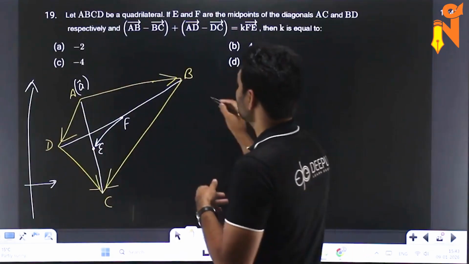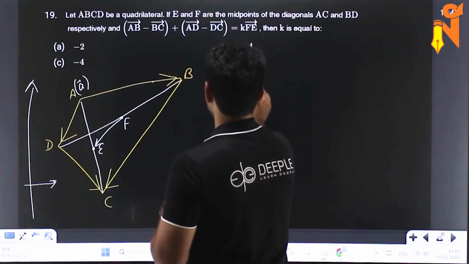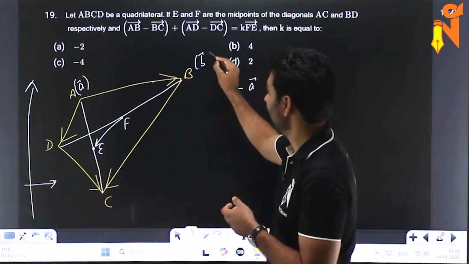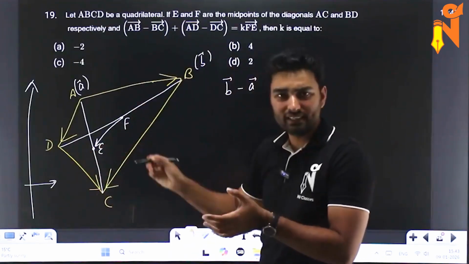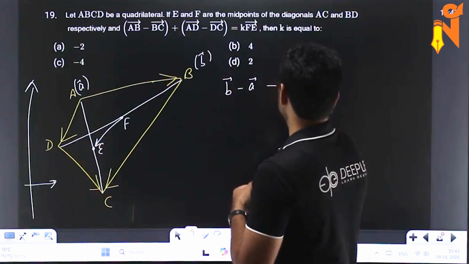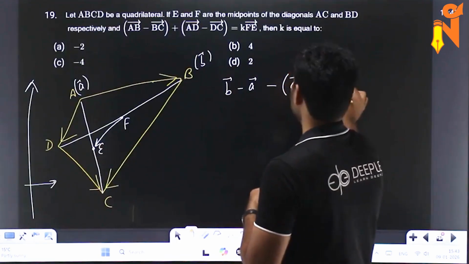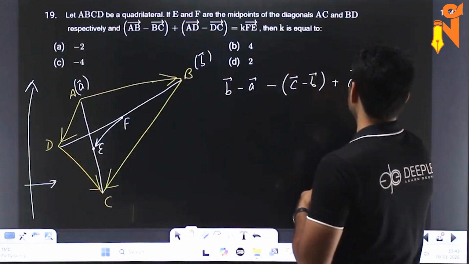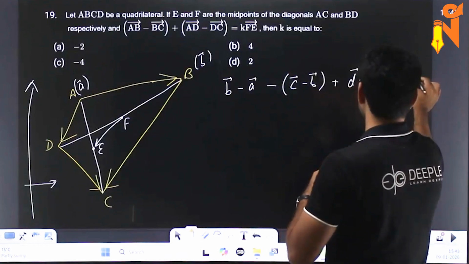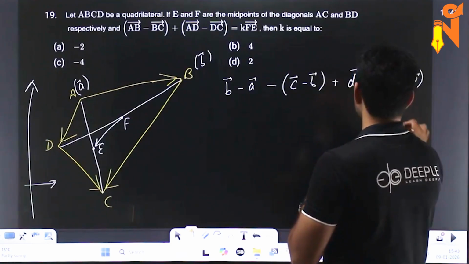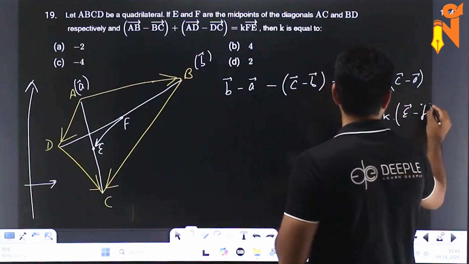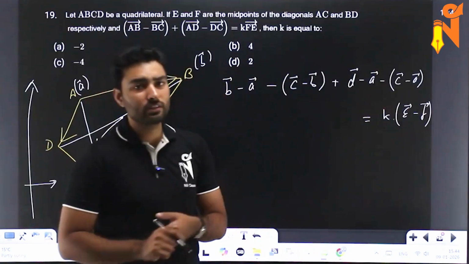Then AB means B minus A. This is AB vector, B minus A. This is small b vector, right? Small b here, small c here, small d here, basically position vectors. Minus B minus C means C minus B vector, plus AD means D vector minus A vector, minus DC means C minus A, equal to K times FE means E minus F, sorry, F vector, not square. After simplification you can solve easily.